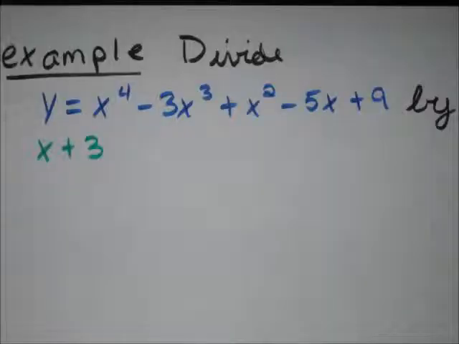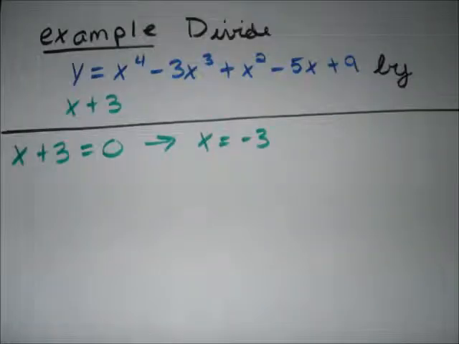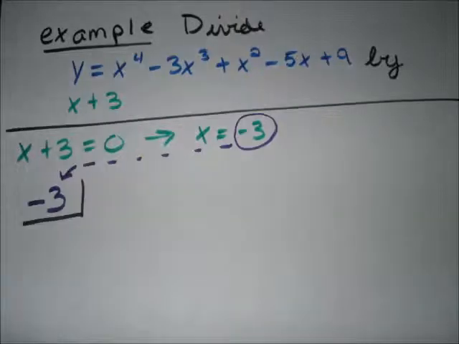Now, let's see an example of synthetic division at work. Let's divide the polynomial y equals x to the fourth minus 3x cubed plus x squared minus 5x plus 9 by x plus 3. First, we must change x plus 3 into a number we can divide by, so we set x plus 3 equal to 0 and solve for x to get negative 3. Negative 3 then moves to a box in the top left corner of the area we will be working with.